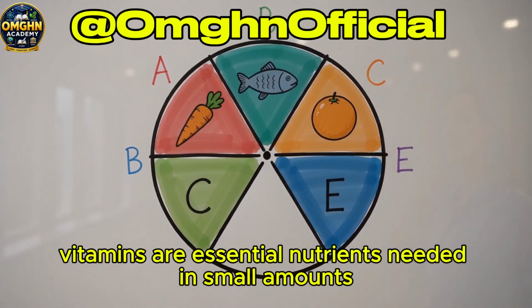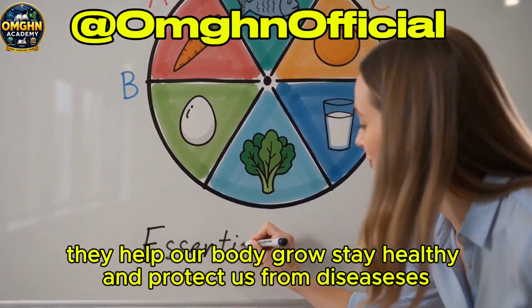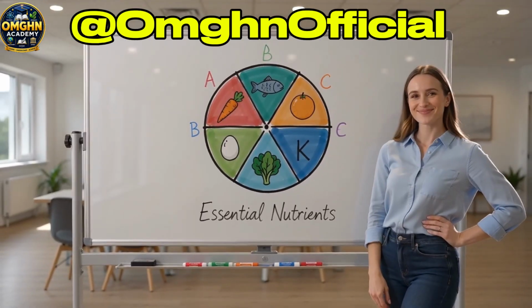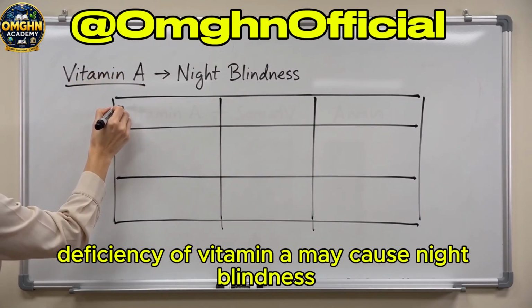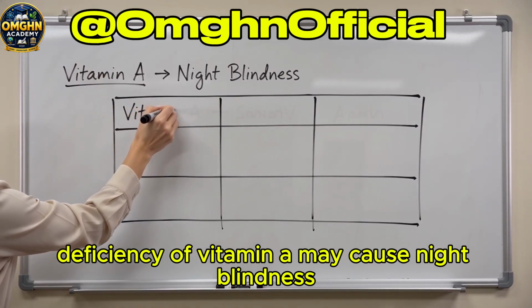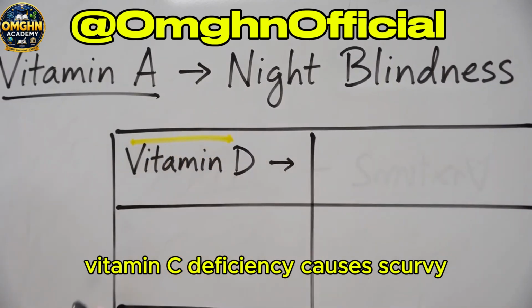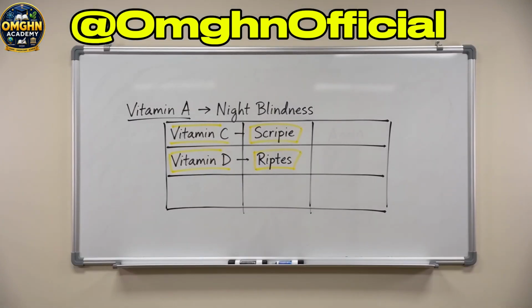Vitamins are essential nutrients needed in small amounts. They help our body grow, stay healthy, and protect us from diseases. Each vitamin has a specific function. Deficiency of vitamin A may cause night blindness. Vitamin C deficiency causes scurvy, and vitamin D deficiency causes rickets.